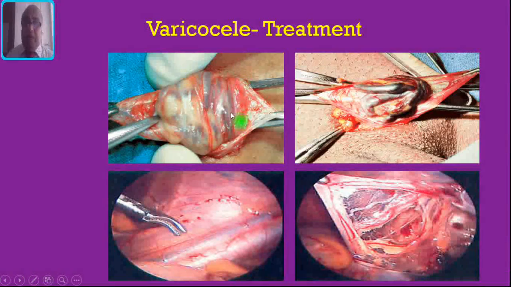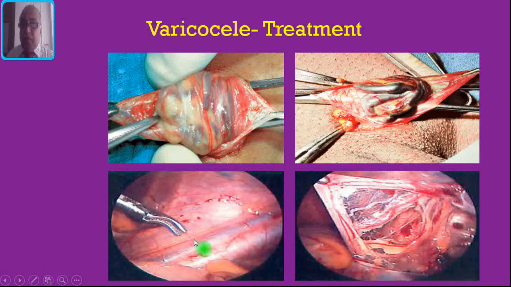So here you are seeing the operative picture. This is the inguinal approach. You are seeing you have opened the internal spermatic fascia. This is the spermatic cord. You are seeing the dilated pampiniform plexus of veins. You have to separate these veins from the testicular artery and the vas deferens. Some are even using an operating microscope so that you can ligate these veins one by one. This is known as microdissection. You have to use an operating microscope so that the success rate will be higher.